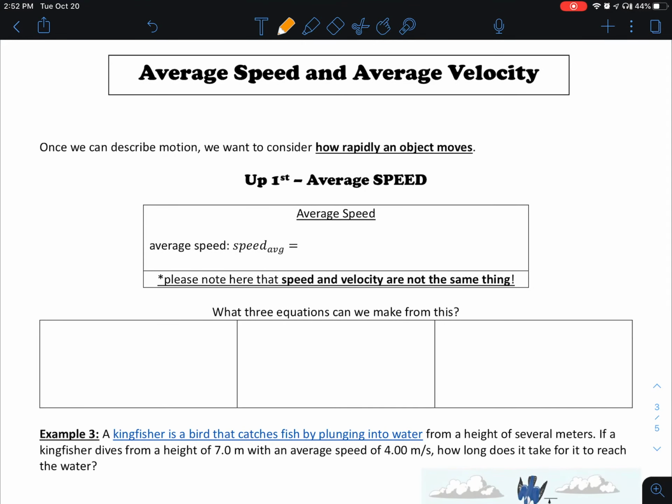Now let's take a look at the difference between average speed and average velocity. They are much different than each other.